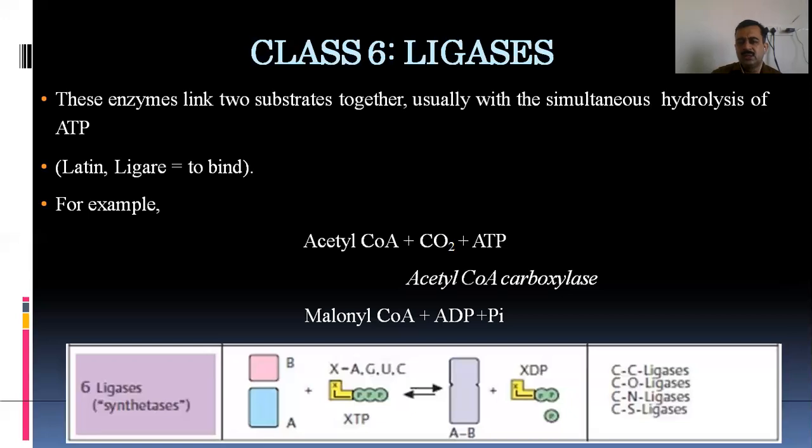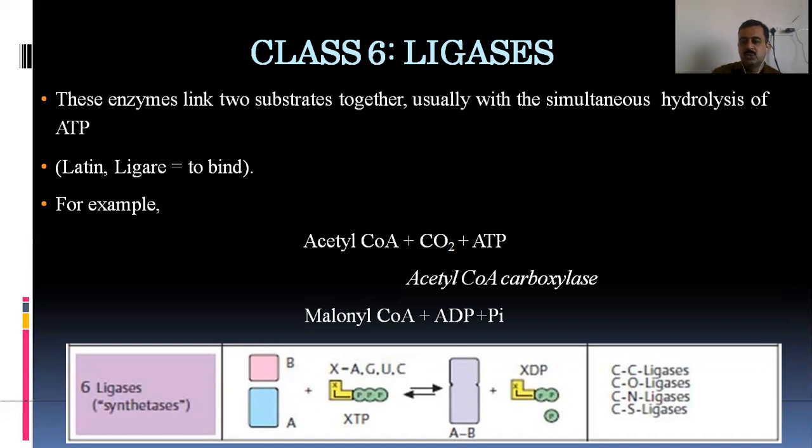The last class is ligases. These enzymes link two substrate molecules, usually with the simultaneous hydrolysis of ATP. To ligate is to bind. For example, acetyl-CoA plus CO2 plus ATP gives malonyl-CoA plus ADP plus Pi by the enzyme acetyl-CoA carboxylase. C-C ligases, C-O ligases, C-N ligases, and C-S ligases are classes of this kind of enzyme.